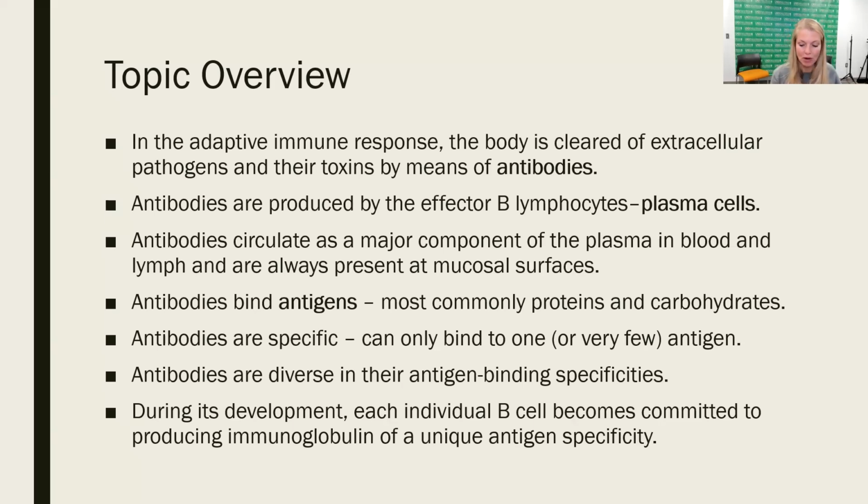And then because they recognize such a small, minute thing, it's going to mean that there's a lot of different antibodies. And so we have a large diversity of antibodies within the body. And this all comes through B cell development. So during B cell development, a B cell is going to be committed to making one certain type of antibody. And we'll look at what that process looks like.